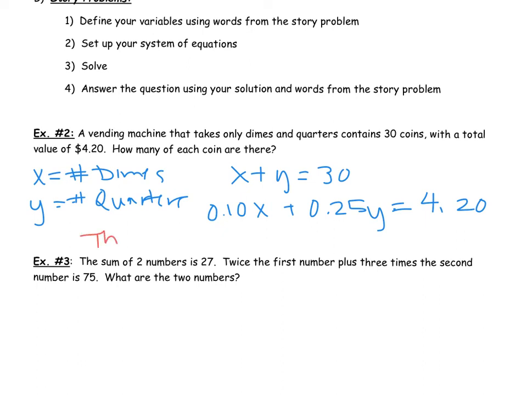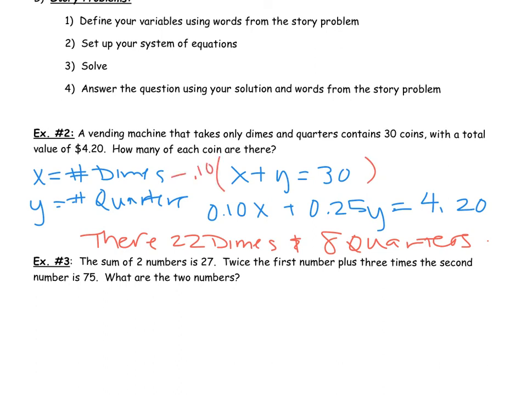And you should get there are 22 dimes and 8 quarters. Okay? So I did not do the work here. One thing that I would do is probably multiply this by negative 0.10, and I would do elimination. So you would have to make sure you multiply each of them by that.